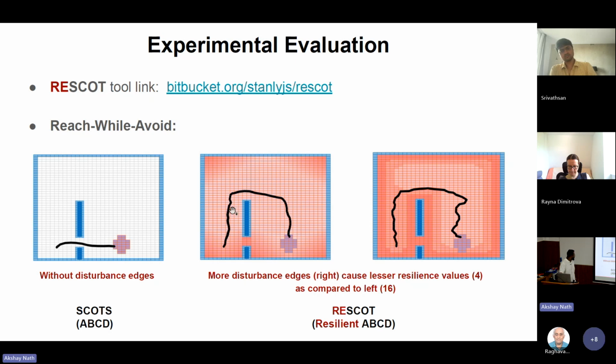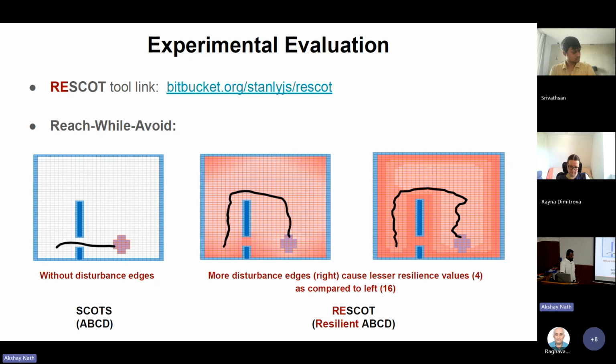The key point to note here is that the traditional technique allows you to move through any of these two, but these two techniques do not allow you to take this path because you have a higher resilient path to take. That's the key insight here.